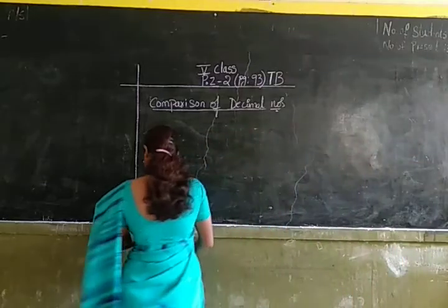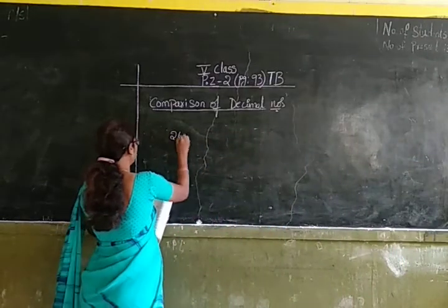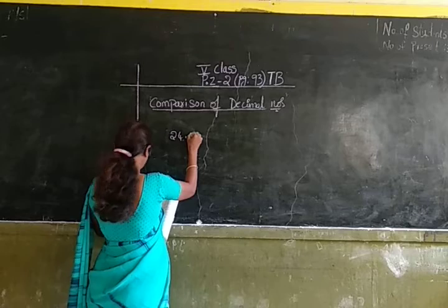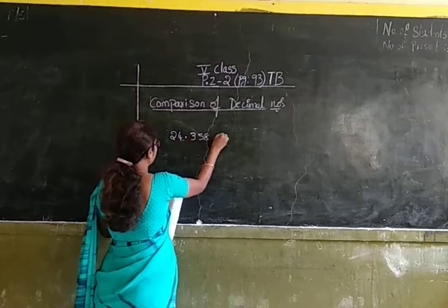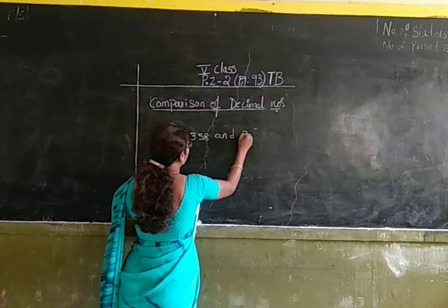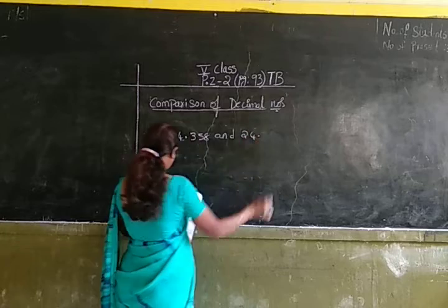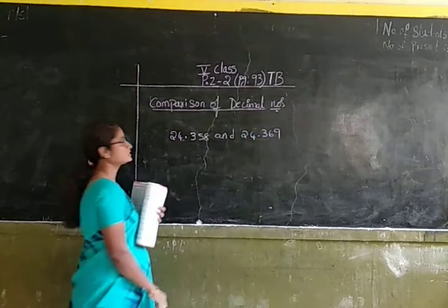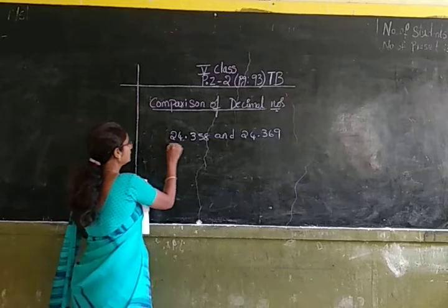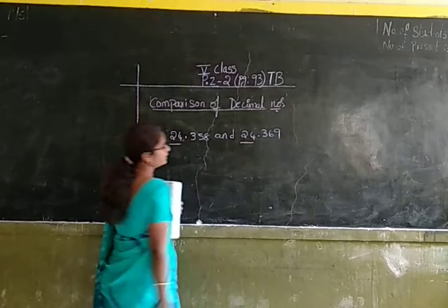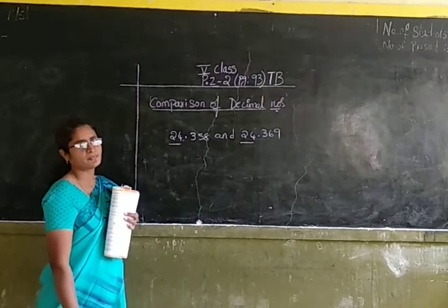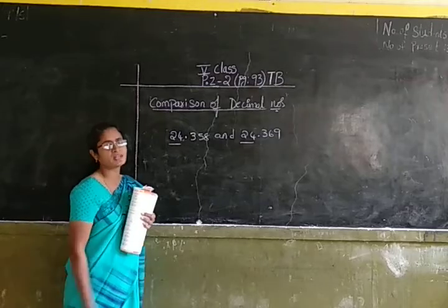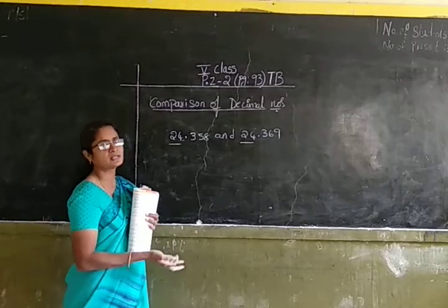The numbers are 24.358 and 24.369. First, let us compare the whole number part. Here the whole number part is 24 and 24, which means the whole number part is same. So, since the whole number part is same, let us compare the decimal part.